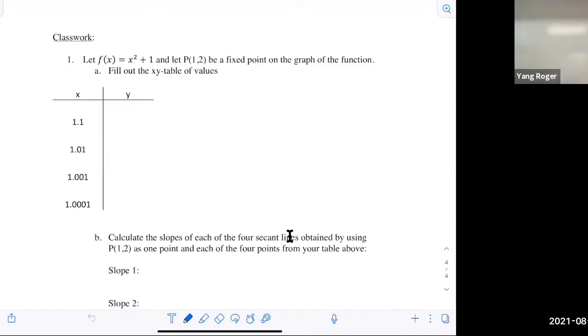In case you didn't see, the function f of x was equal to x squared plus 1. Your point was equal to 1, 2, like this. And then you were trying to figure out an xy table. So you have x here, and then y is equal to f of x here. And the points that we were looking at were 1.1, 1.01, 1.001, and 1.0001. So if you want to use your calculator, you could figure that out real quick.